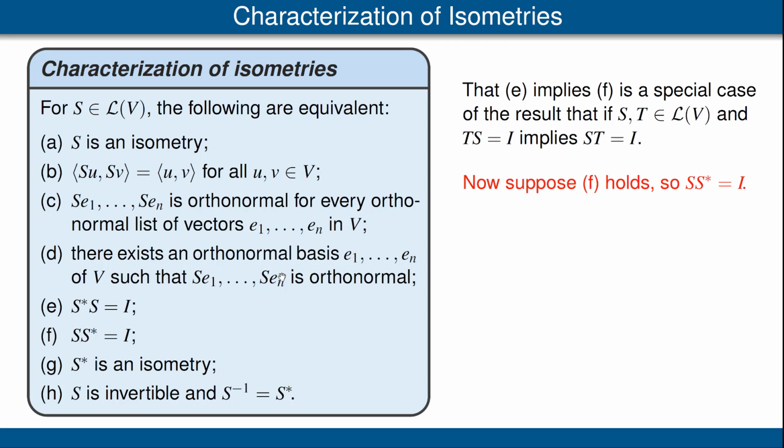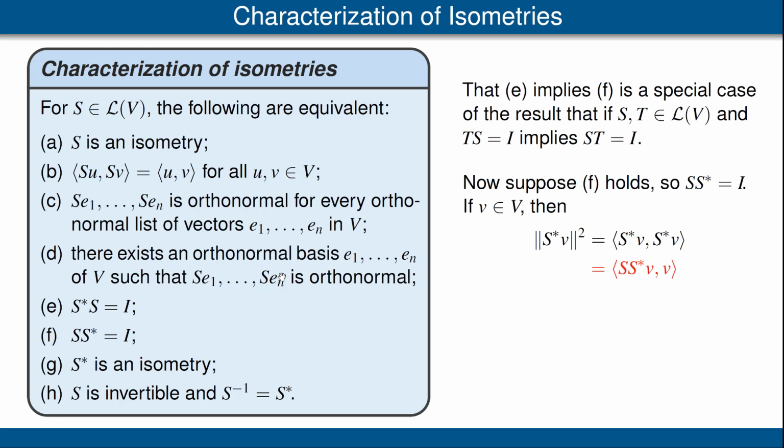So now let's suppose that F holds, meaning that S times the adjoint of S is equal to the identity operator. We want to prove G. So let's take a vector V and look at the norm of S star of V squared. That's S star of V inner product with itself.